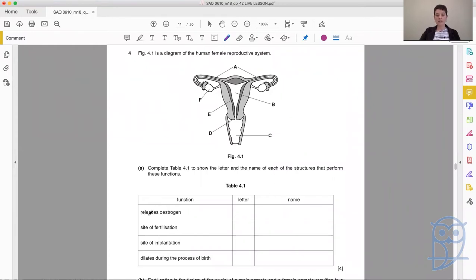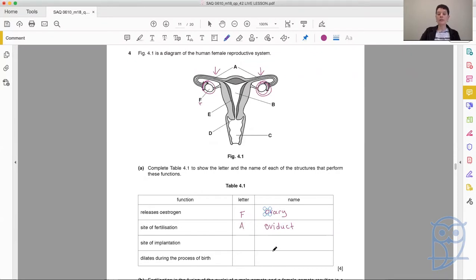Function is releases estrogen. So where is estrogen released from? That is the ovaries. So it can be sometimes easier to do the name from the functions, then go find your letter. So the letter that's representing our ovaries, remember our ovaries are at the ends of the oviducts. So our letter is F. The site of fertilization. Where does fertilization occur? It generally occurs in the oviduct. So, as we just said, ovaries are at the ends of the oviducts. So here are our oviducts. Our letter is A.